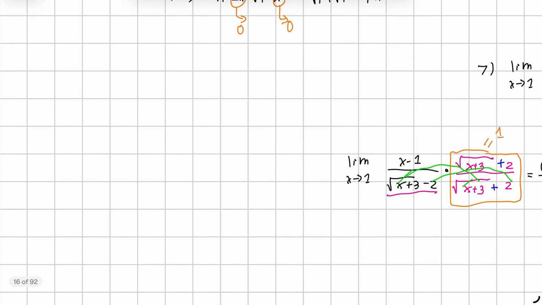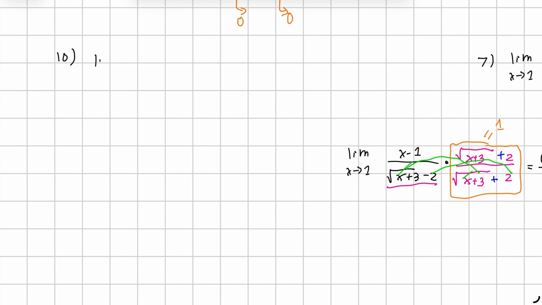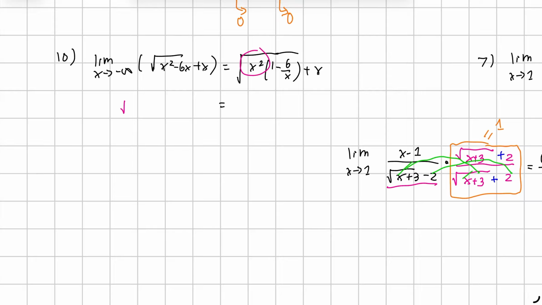Now for our last question. Let's say that we have the limit as x approaches negative infinity of the root of x squared minus 6x plus x. Now we're going to factor inside of the radical. We get the root of x squared times 1 minus 6 over x, plus x. Now, after this, we can see that this root of x squared is equal to the absolute value of x. So that's just going to be the absolute value of x there.